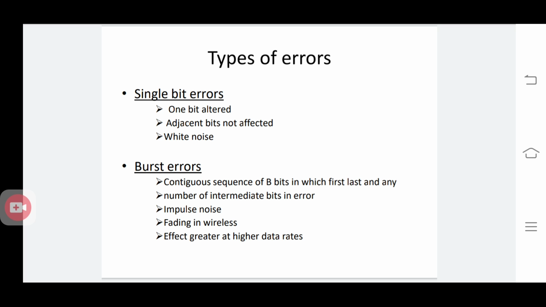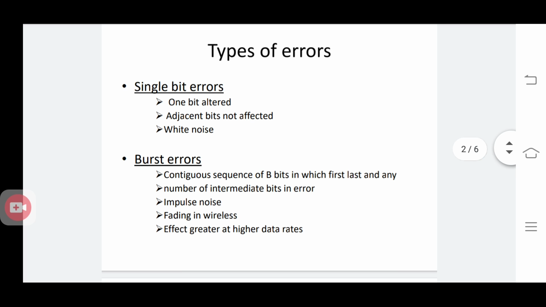So there are two types of errors. One is single bit error and another one is burst error. Single bit error means only one bit is altered between the transmitter and the receiver within a data, and the burst error means a contiguous sequence of bits are altered, maybe at the first or at the last or at any position. So it affects greater at higher data rate transmission. So these are the types of errors.